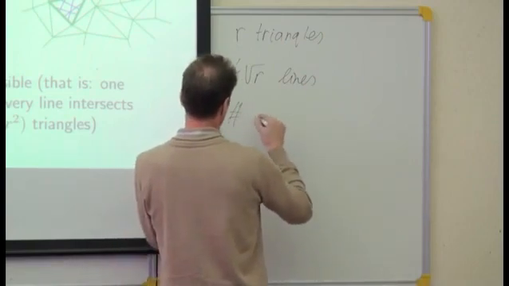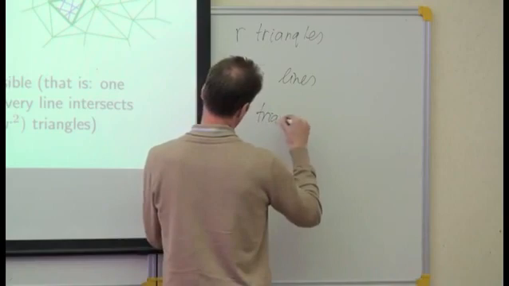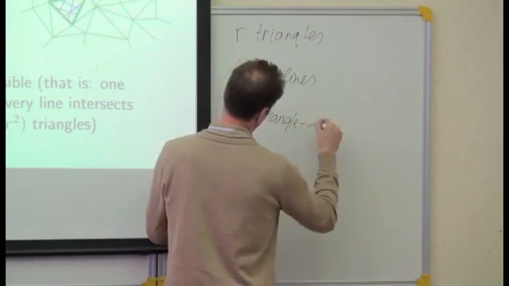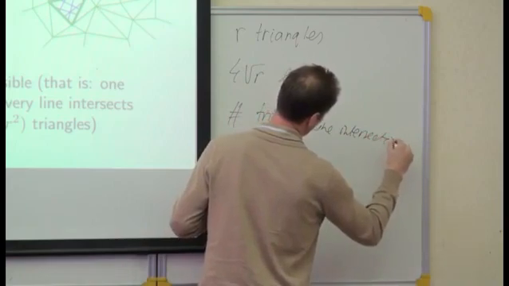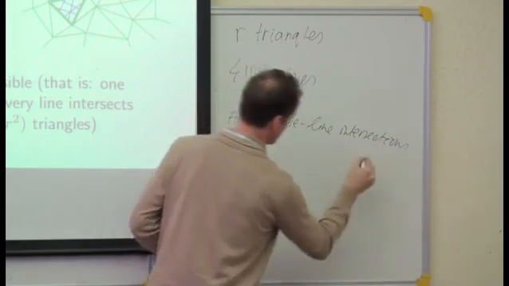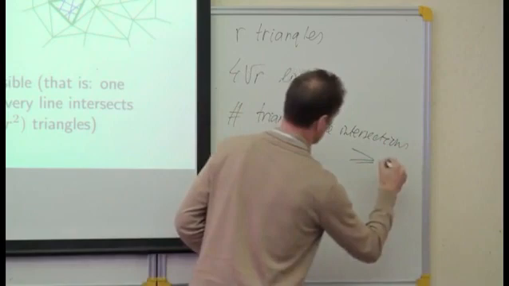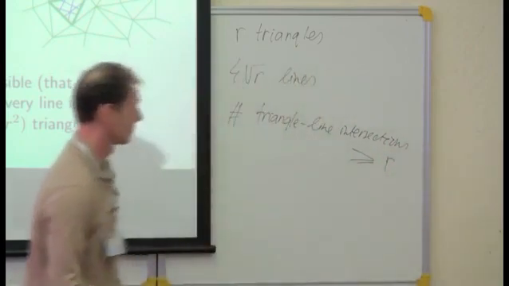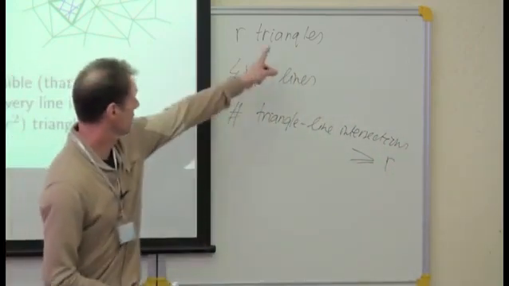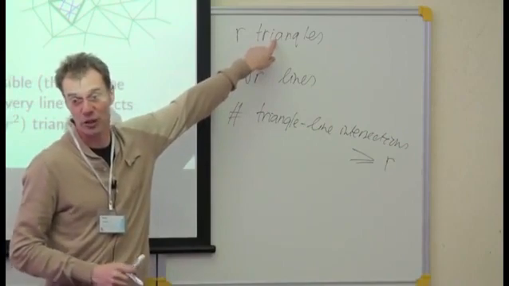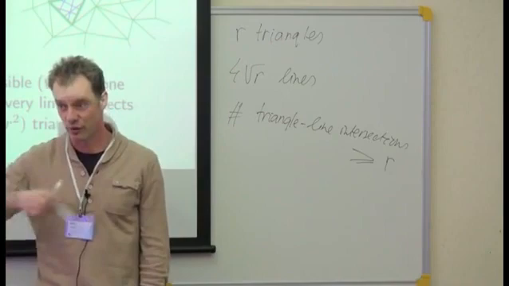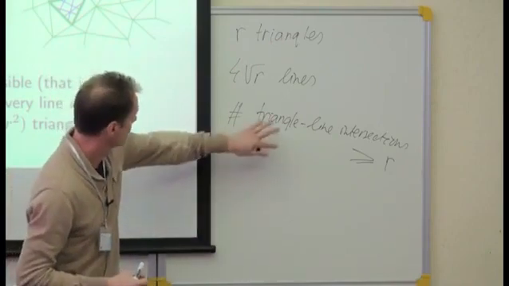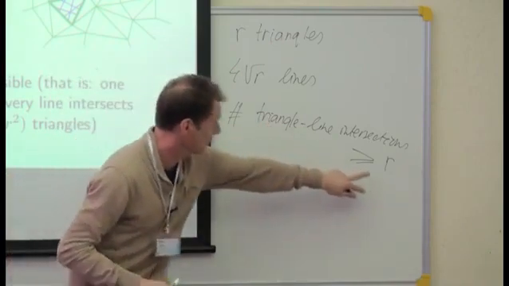Number of triangle-line intersections is at least r. Right? Because I said each of your triangles is going to be intersected at least by one of my lines. So if I count the number of times a triangle is intersected by a line, in total this is at least r.